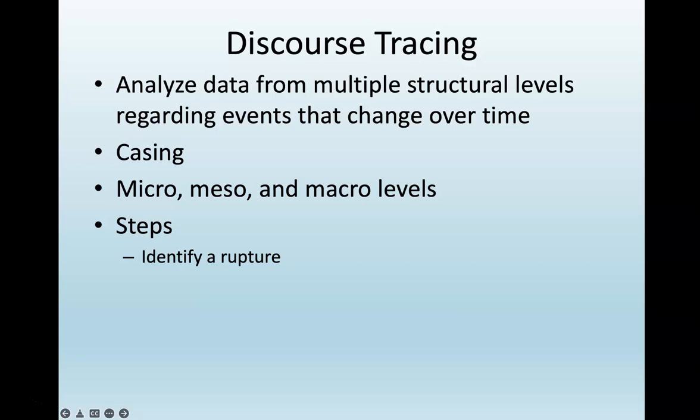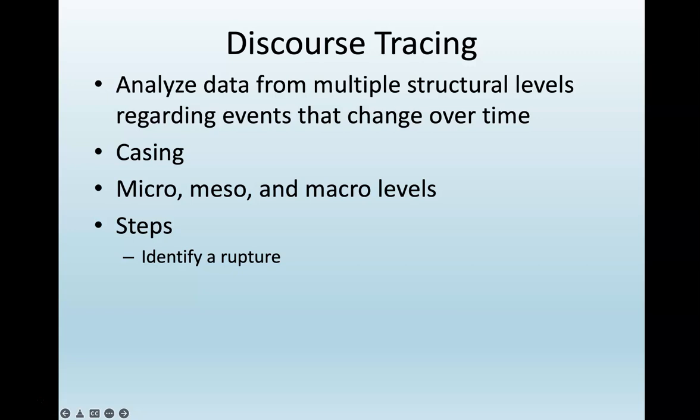Now, discourse tracing is for researchers who want to analyze data from multiple structural levels and examine changes over time. There are 3 different levels that we are asked to consider: the micro, the meso, and the macro. Micro level data examines everyday talk and interaction. Meso examines mid-level policies and procedures and informal behaviors that are described by authority. Macro level considers larger laws, societal myths, and enduring ideologies. And you can learn more about these levels of interaction in Notepad 10.2 on page 257.